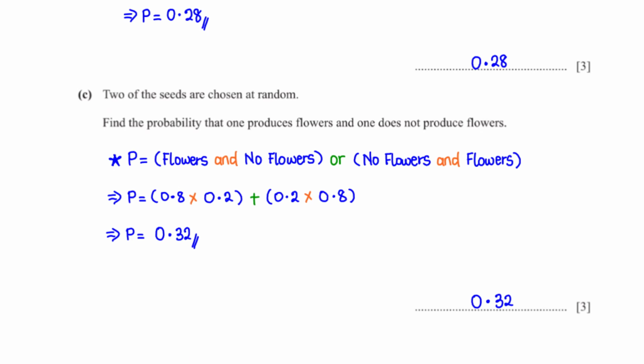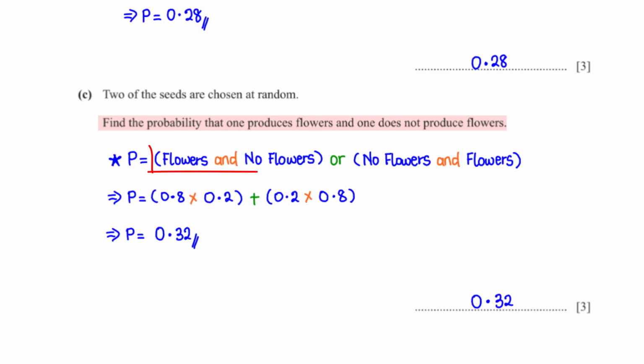Two of the seeds are chosen at random. Find the probability that one produces flowers and one does not produce flowers. This is pretty straightforward, but we need to be careful because we have to take into account the order in which the seeds are picked.